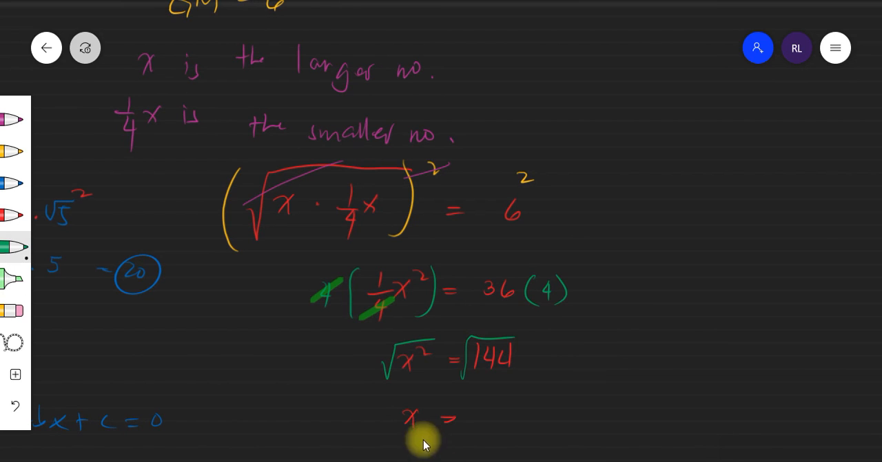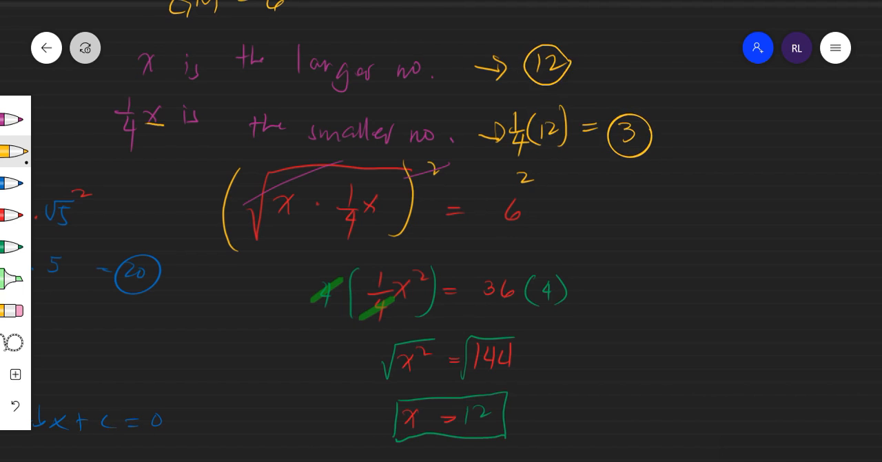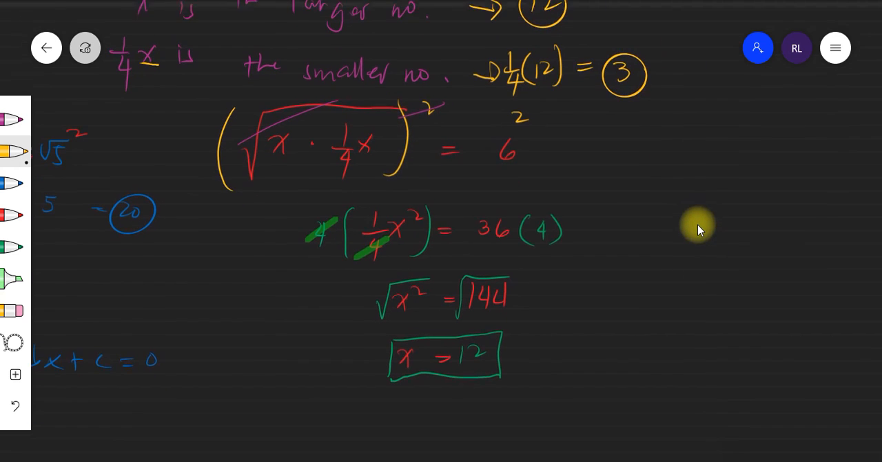Take the square root of that. You have x here. The square root of 144 is 12. Our first number, the larger one, is 12. Since this is larger, we expect the second number to be smaller than 12. So we know it's 1/4 of x, which is 12. What is 1/4 of 12? 3. Therefore, our numbers are 12 and 3.